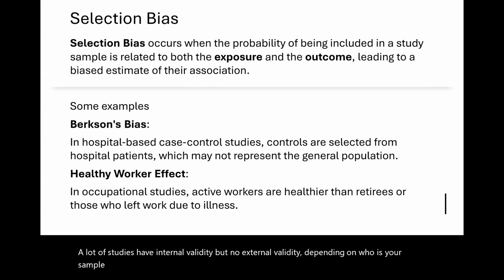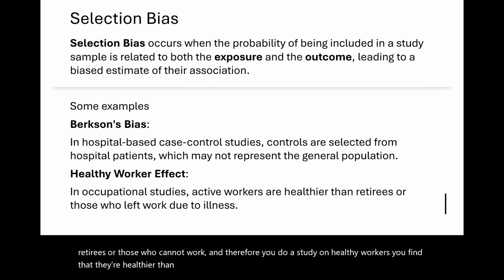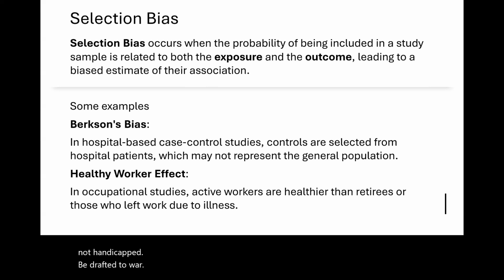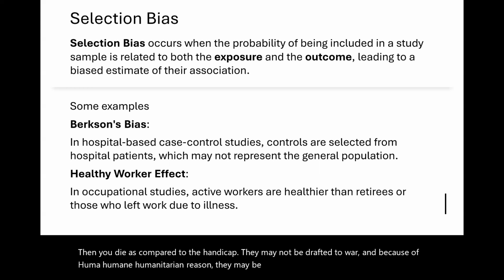Another one is called healthy worker effect. In general, workers are healthier than retirees or those who cannot work, and therefore, if you do a study on healthy workers, you find that they're healthier than ever. I gave an example during the WhatsApp, I'm not sure you remember, that during the World War, handicapped people lived longer. Because if you're young and not handicapped, you'll be drafted to war. Then you die. As compared to the handicapped, they may not be drafted to war, and because of humanitarian reasons, they may be treated better. Because you're a bit handicapped, the Nazis may not treat you so badly.